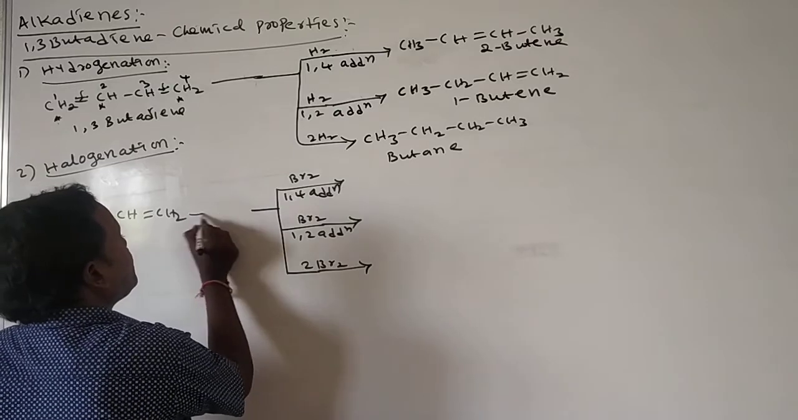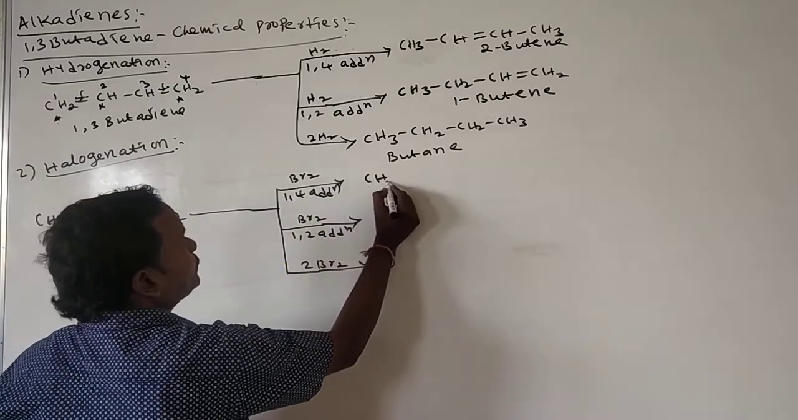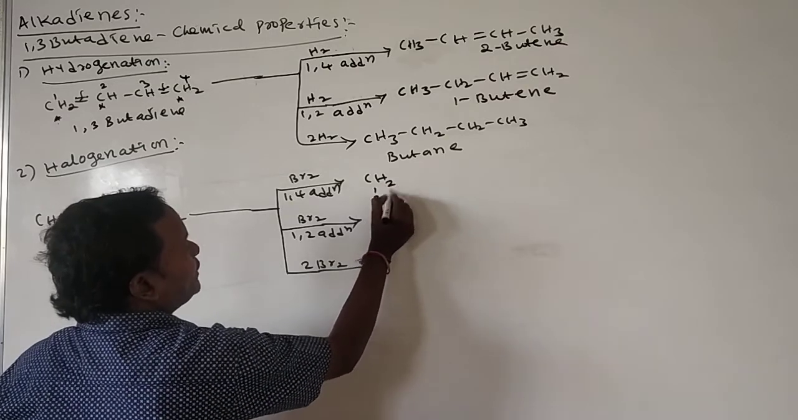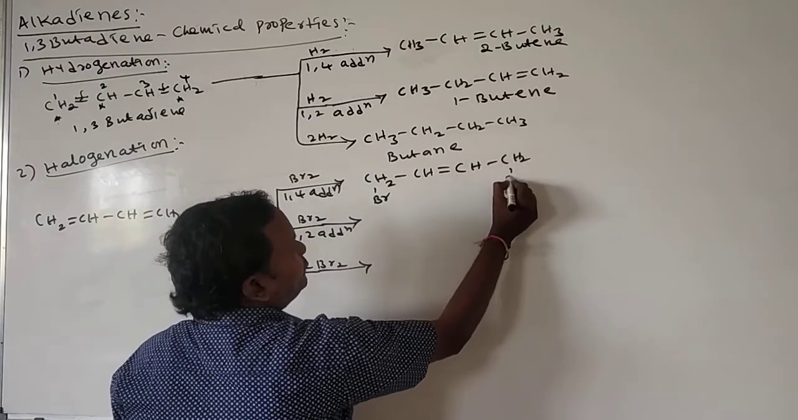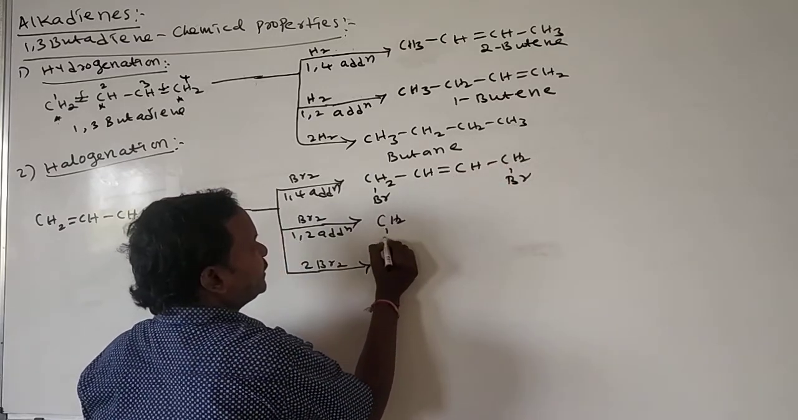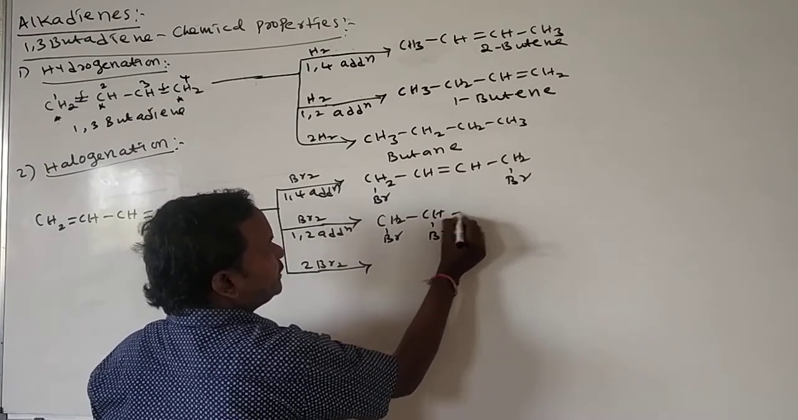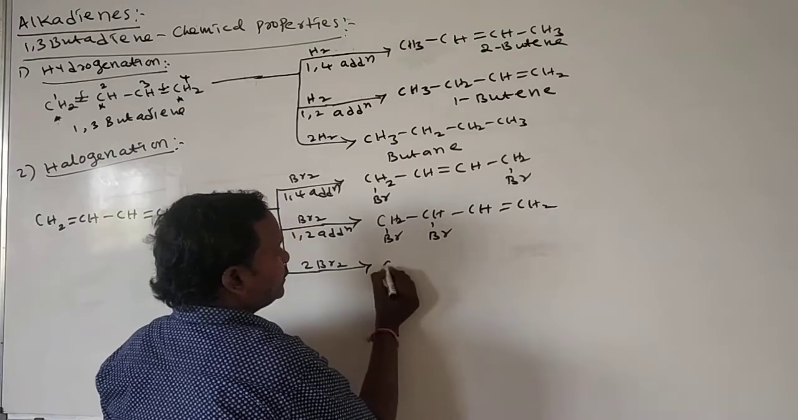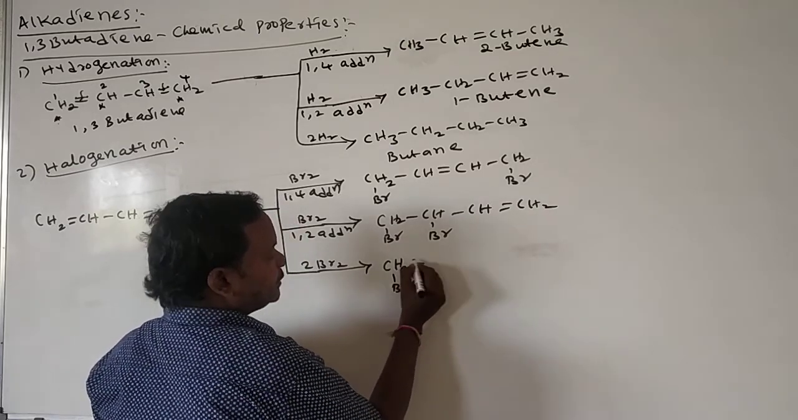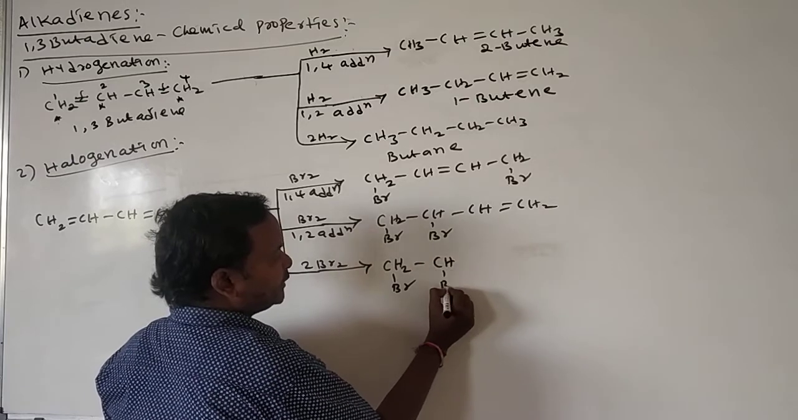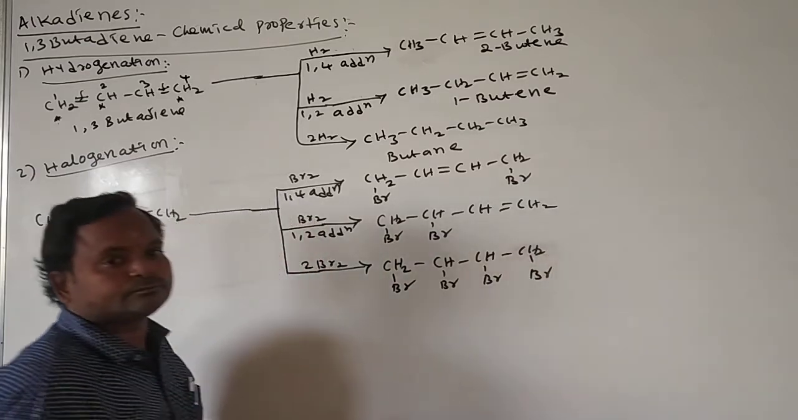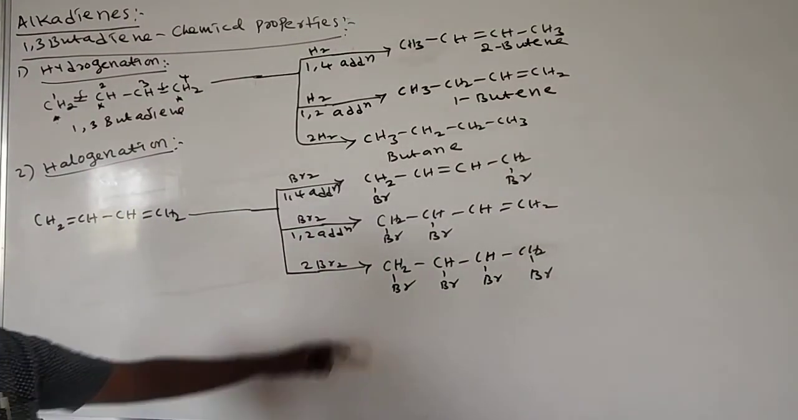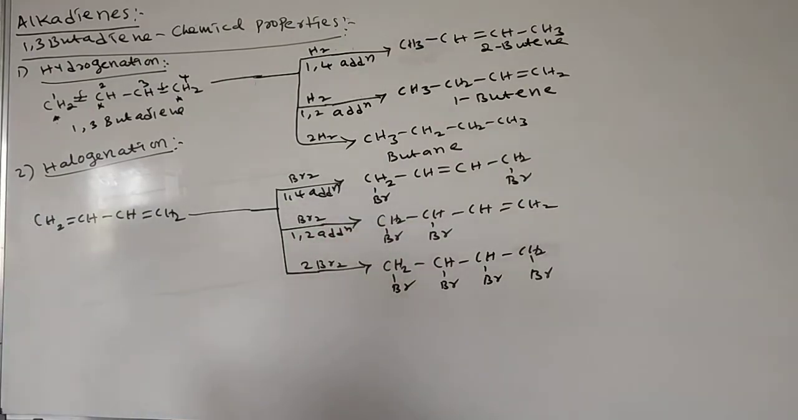1,4 addition gives CH2Br, CH double bond CH, CH2Br. 1,2 addition gives CH2Br, CHBr, CH double bond CH2. With 2 moles, CH2Br, CHBr, CHBr, CH2Br. Tetrahalo compounds are formed here. Dihalo compounds are formed here, and here also dihalo compounds are formed. This is called halogenation.